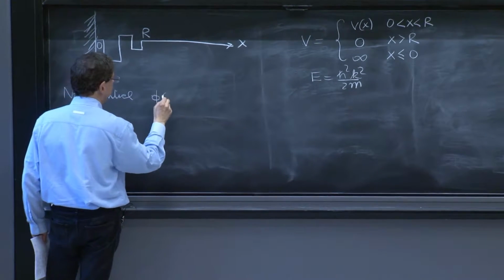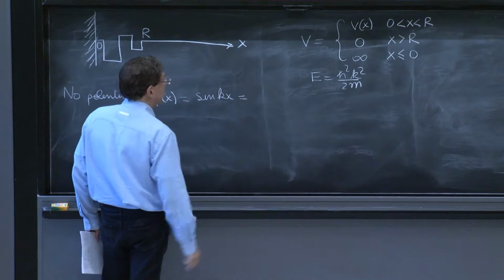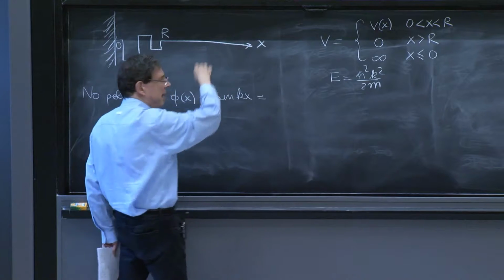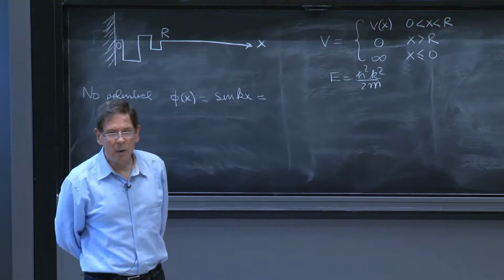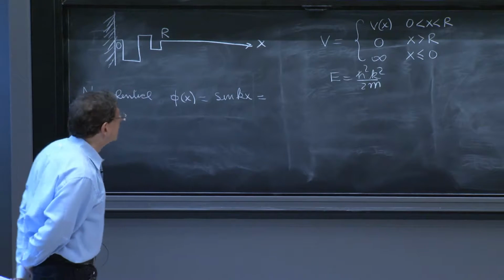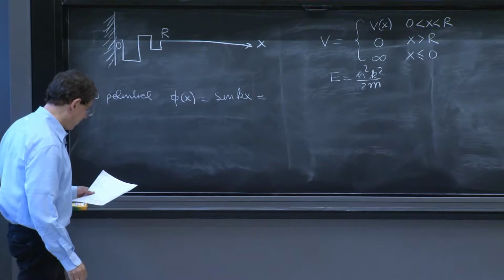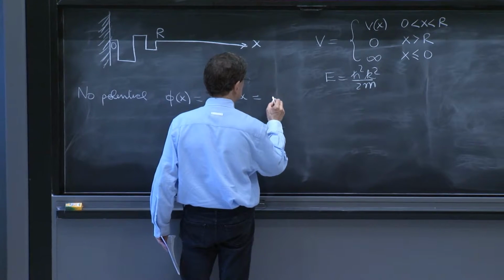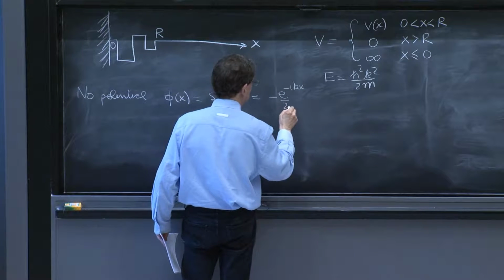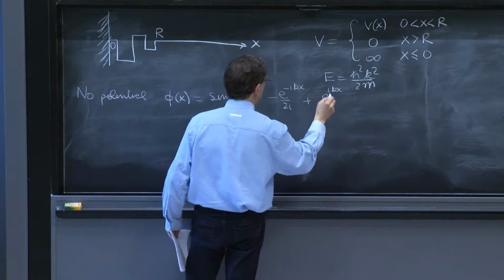we wrote a solution phi of x, the wave function, which was sine of kx. And we also wrote it as a superposition of an incoming wave. Now, an incoming wave in this setup is a wave that propagates from plus infinity towards 0. And a reflected wave is a wave that bounces back and propagates towards more positive x. So here we'll write this as minus e to the minus ikx over 2i plus e to the ikx over 2i.